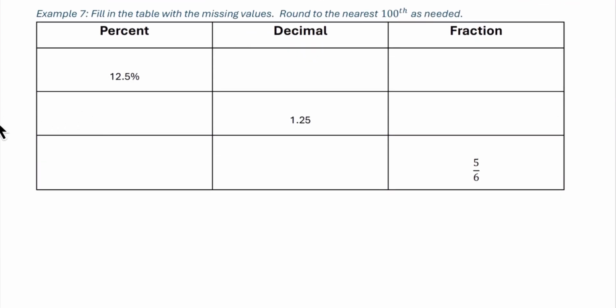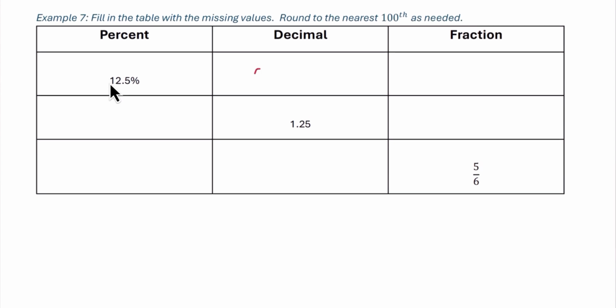And in part 7, we're doing some conversions. We're filling in the table. 12.5%, we want to write that as a decimal. If you're given a percent, we can simply drop the percent sign and divide by 100, which is essentially moving the decimal 2 times to the left. That is 0.125.